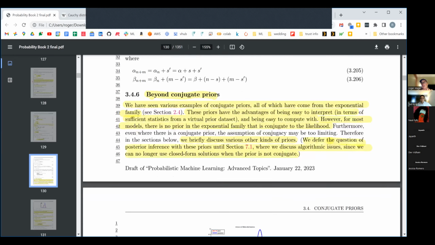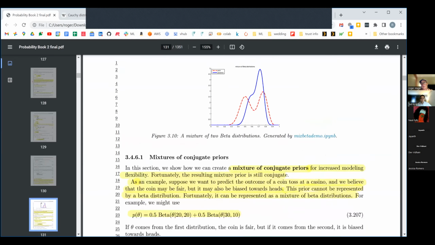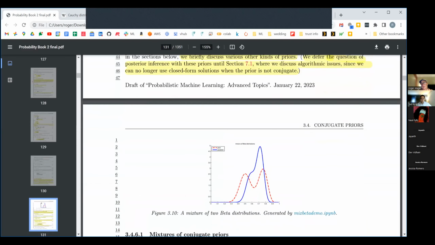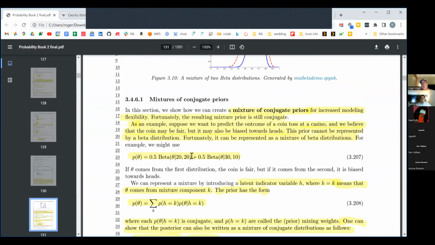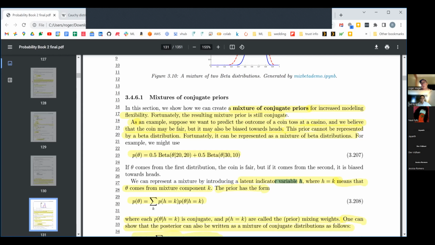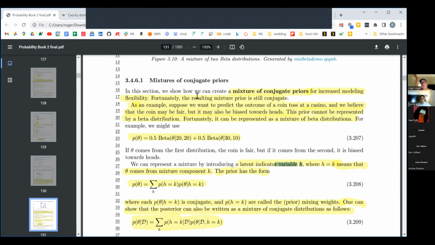Okay, so beyond conjugates, one was kind of interesting: they said a mixture of conjugates. This is where they have distributions with an indicator function that indicates how much of each of the two distributions is being added together. At the same time, I think they said, fortunately, the resulting mixture prior is still conjugate. So this is still conjugate. It's not a non-conjugate prior.